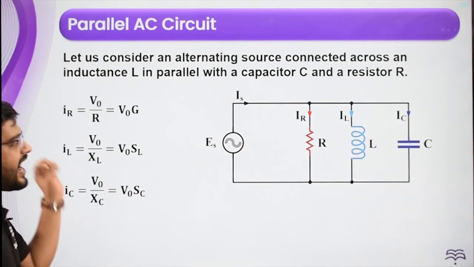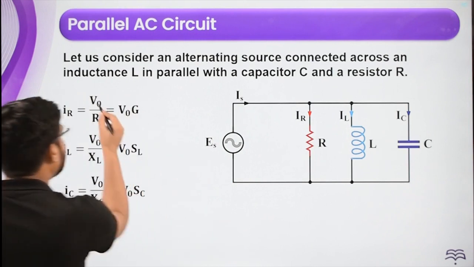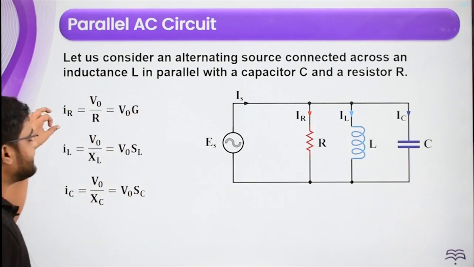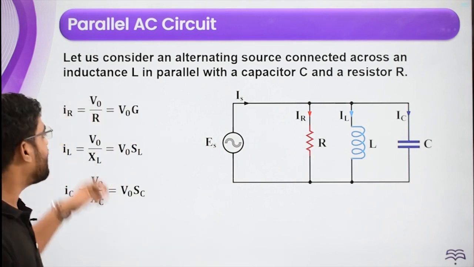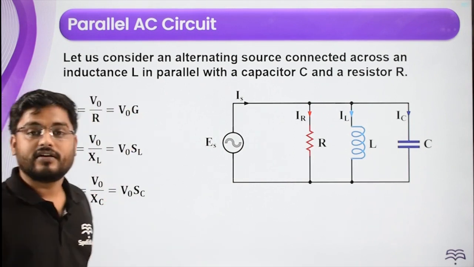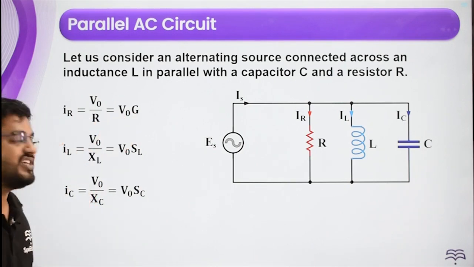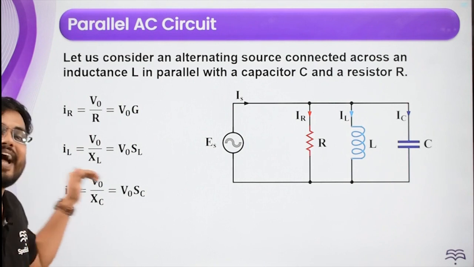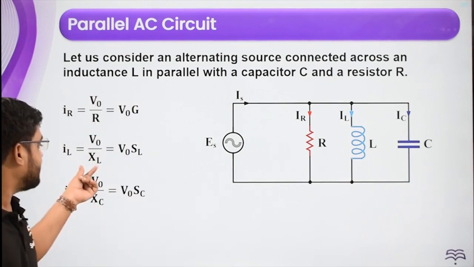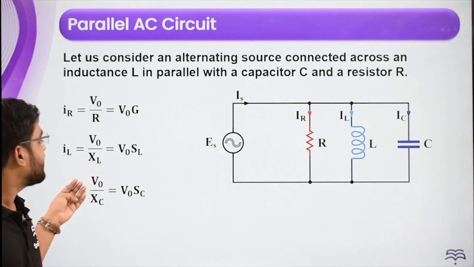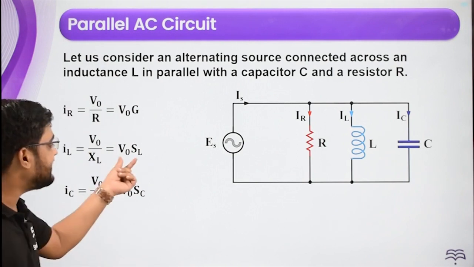Next is IR. If the peak voltage across it is V0, then the peak current is V0 by R. 1 by R is the conductance, capital G, so it is V0 into G. Similarly, IL is V0 by XL, where XL is the inductive reactance. 1 by XL is SL, the susceptance, so this is the inductive susceptance.